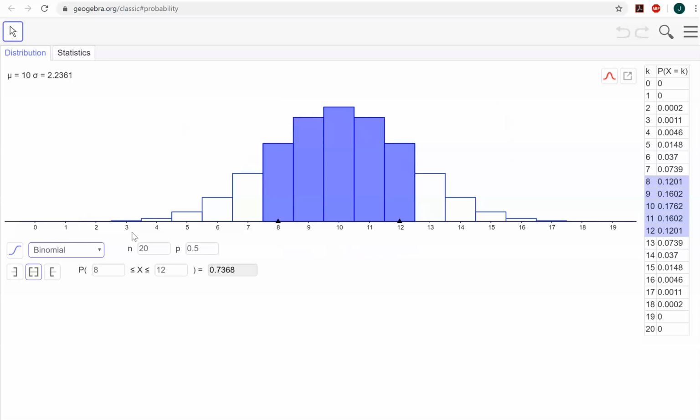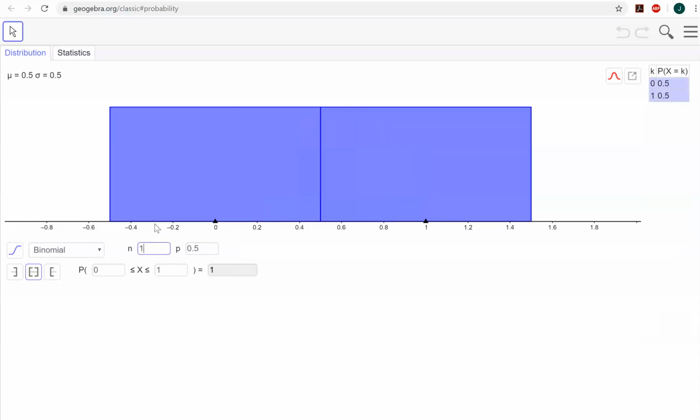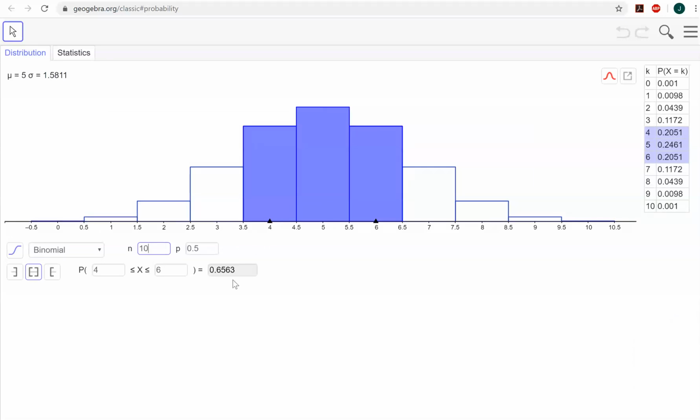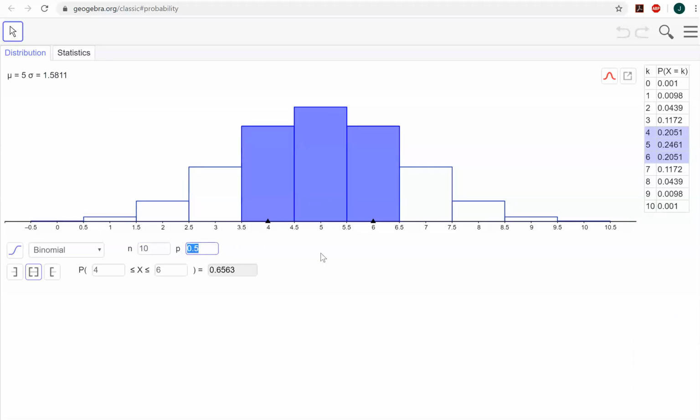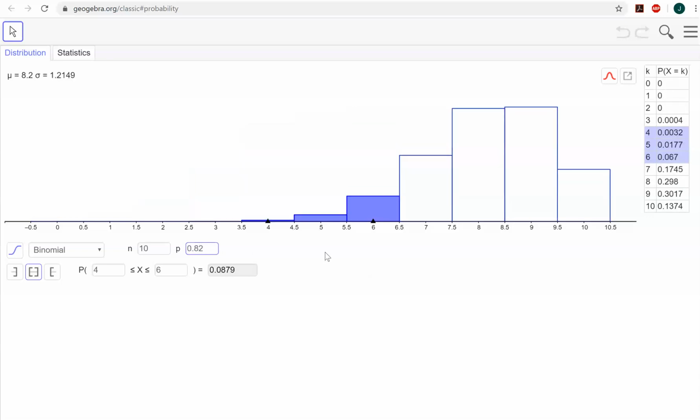That's the first thing you want to do. The second thing you want to do is adjust N and P, so your number of trials and your probability of success. So for us, number of trials is 10, and our probability of success is 0.82. So you can see here are our outcomes.